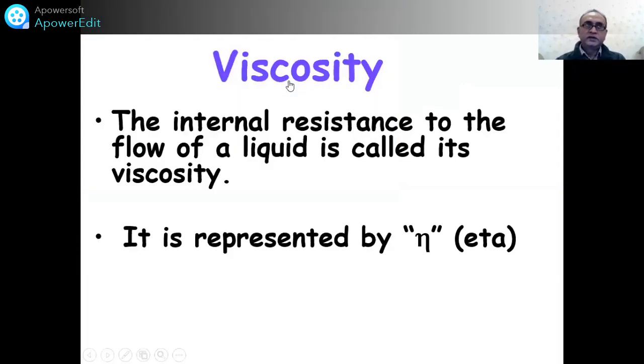So viscosity we did the day before yesterday. Viscosity means the internal hindrance, the internal resistance that a liquid offers to flow. Like honey is more viscous, it has more viscosity because its molecules have large attractive forces among them. So if the attractive forces among the molecules are greater, it means the viscosity is greater.